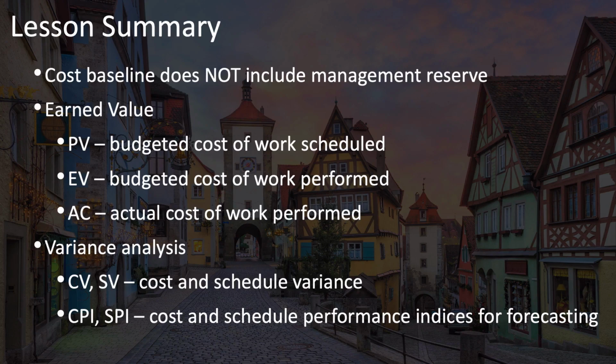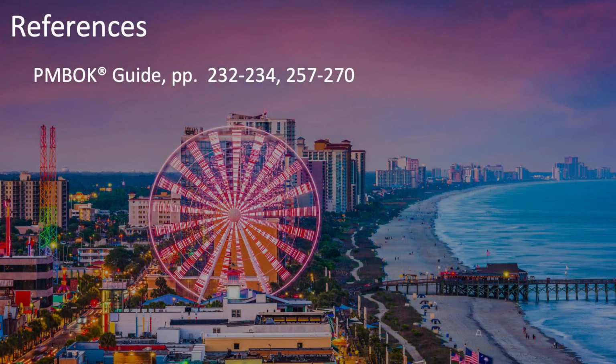And variance analysis tools such as CV and SV, which are your cost and schedule variance measured in dollars, and CPI and SPI, which are your cost and schedule performance indexes for forecasting, and these are measured as a ratio. For more information, you can refer to these pages of the PMBOK guide.